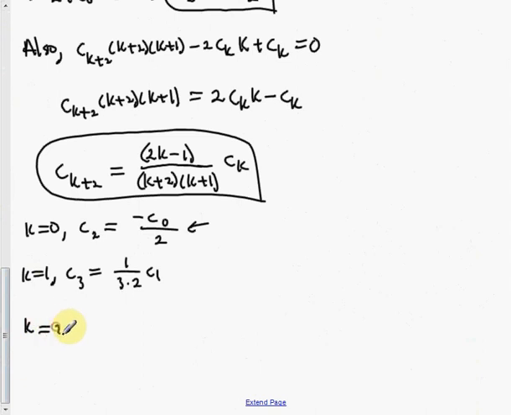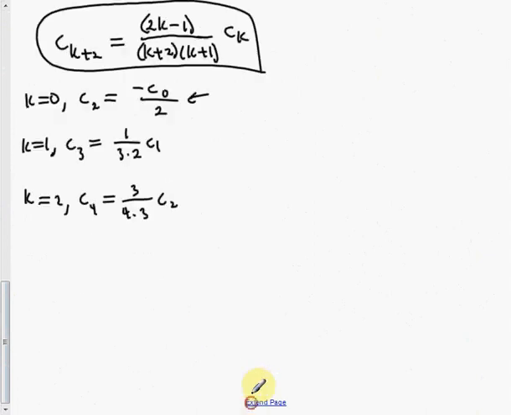Let k equal to 2. So I get c sub 4 is equal to, plug in k equal to 2. That's 2 times 2 is 4 minus 1, I get 3. And then that's all over 4 times 3 times c sub 2. Let k equal to 3. So I get c sub 5 is equal to, k equal to 3. That's 2 times 3 is 6 minus 1, I get 5 all over 5 times 4 times c sub 3.